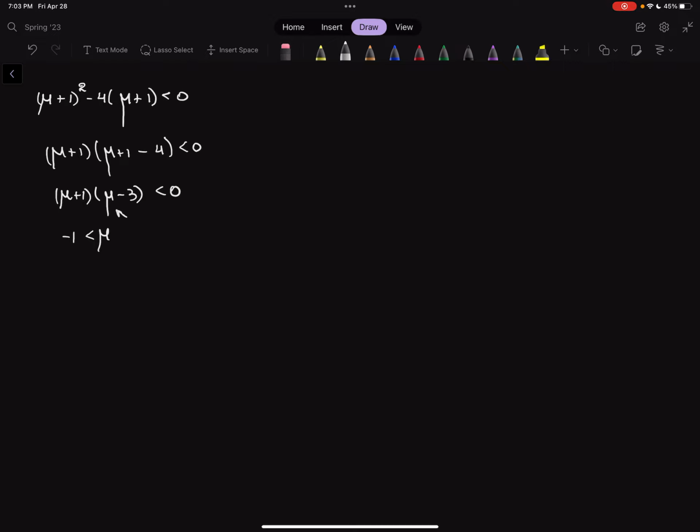Now, one problem, though, is that we said earlier that this cannot be negative 3. Is there an upper bound? Well, let's see. If this is greater than 3, then this is going to be positive, and this is going to be positive. We don't want that. We want it to stay negative. So we need this to be negative by having it less than 3, and this to be positive. And this will stay positive until we reach less than negative 1. So in substance, we need mu to be between negative 1 and positive 3.